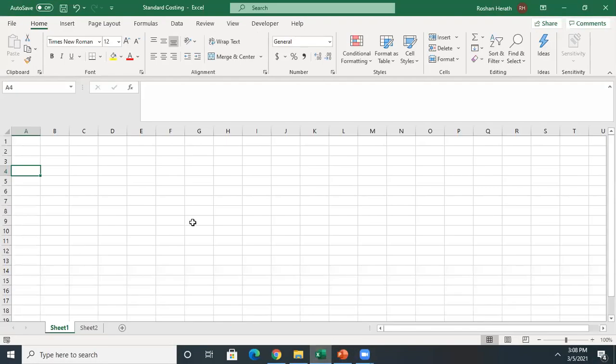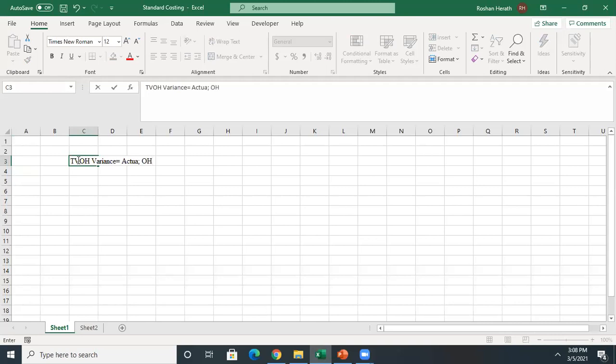So here you can put the total variable overhead variance. You can simply take it. It is about the actual overhead. You need not worry about which comes first, right? There's no standard on that. You can take whatever. It's simply looking at the difference. So it is the actual overhead that you compare against the standard overhead.